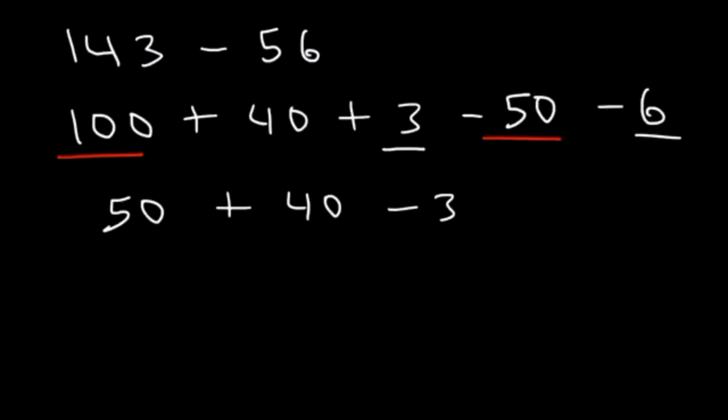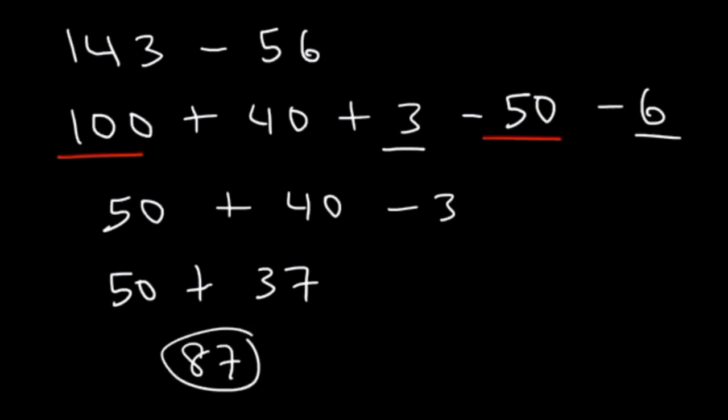You can do this in many different orders. So you just pick and choose whichever order you feel comfortable with. Now, 40 minus 3 is 37, and 50 plus 37 is 87. So that's going to be your answer for this example.